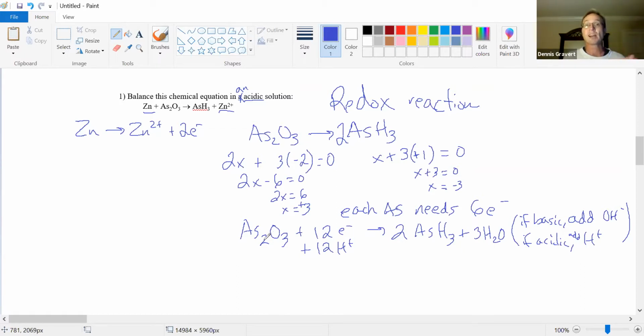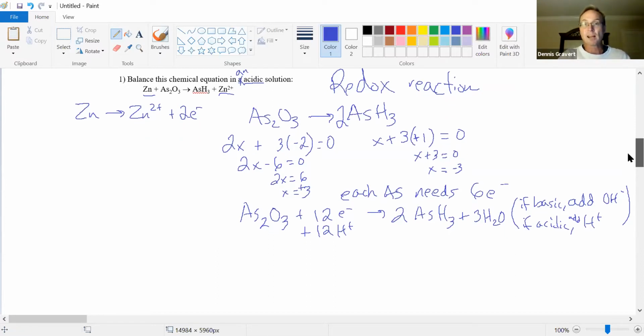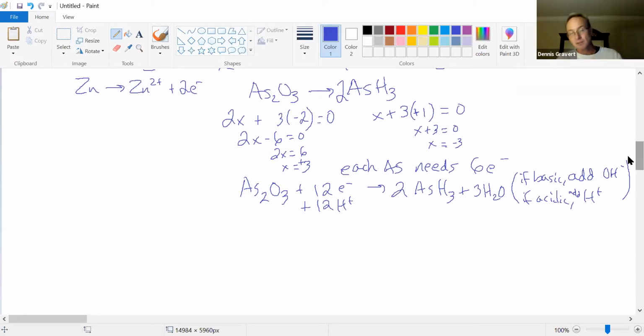Okay, our half reactions are now balanced, but the goal was to balance the whole darn thing. So now we need to merge these half reactions back together so that the electrons cancel out. There's not going to be any electrons in the overall reaction. It's a redox reaction. Someone gets oxidized, someone gets reduced. They swap electrons. There's none left over. So they all kind of cancel out. So let's get these electrons to cancel out.